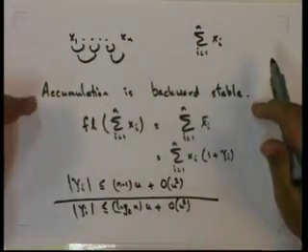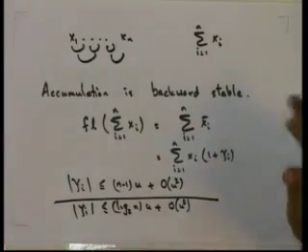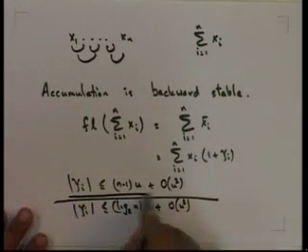But what I'm saying is, any kind of accumulation is backward stable. So it doesn't matter the order in which you add up. Okay, so how will we prove this?